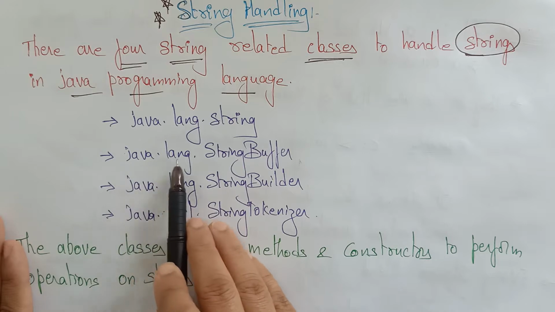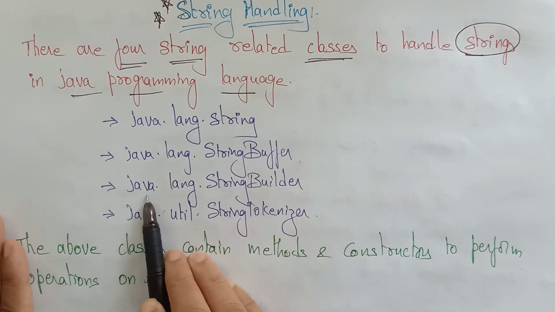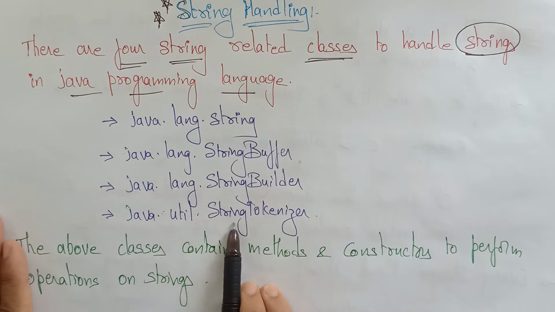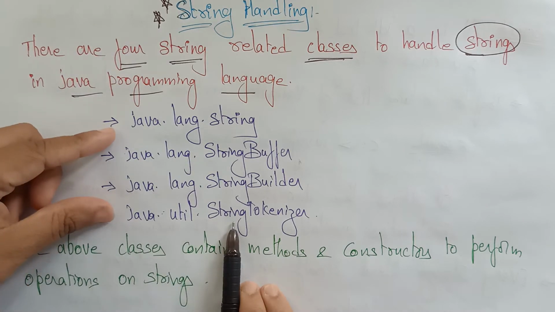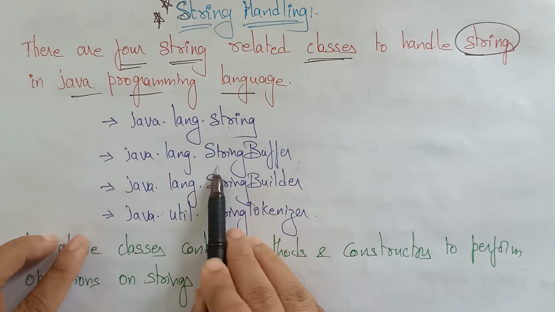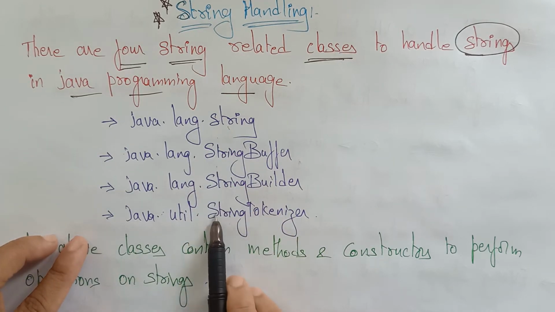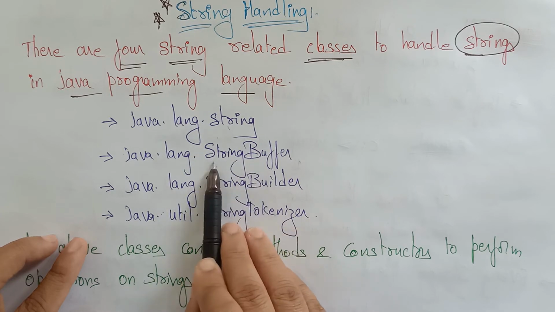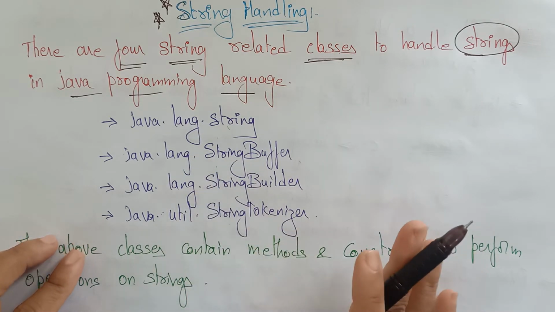java.lang.String, java.lang.StringBuffer, java.lang.StringBuilder, and java.util.StringTokenizer. These are the 4 string related classes. These are the class names: String, StringBuffer, StringBuilder, StringTokenizer. So S and T should be capital. The starting letter of every word of a class name is a capital.